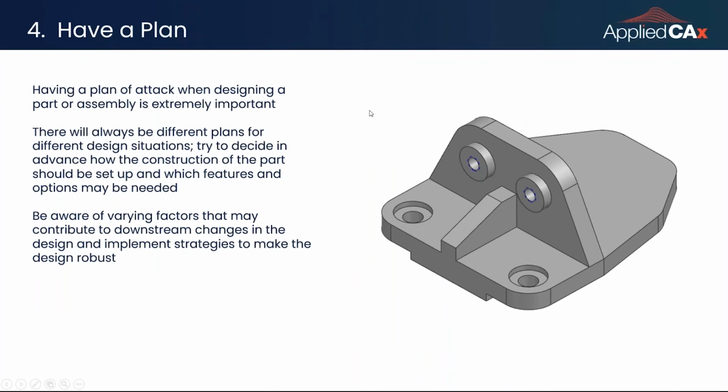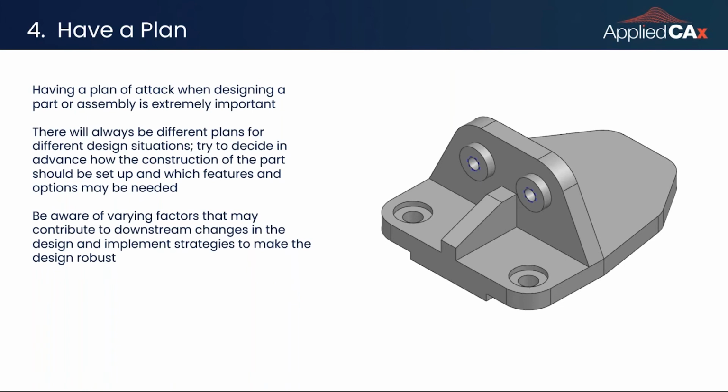Number 4, pretty basic one, just have a plan of attack. So when you're designing a part or an assembly, you want to know everything that's going into what you're designing. It's probably a rare case where you're just like, I'm making something, and you just start doodling away. And so you're going to take all that information and make any needed adjustments.